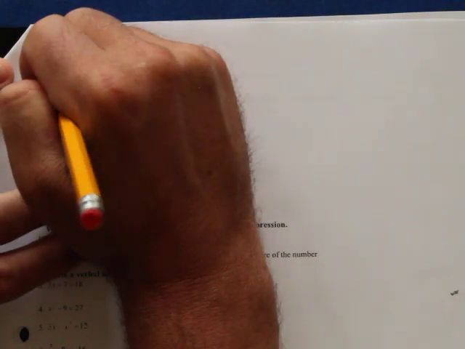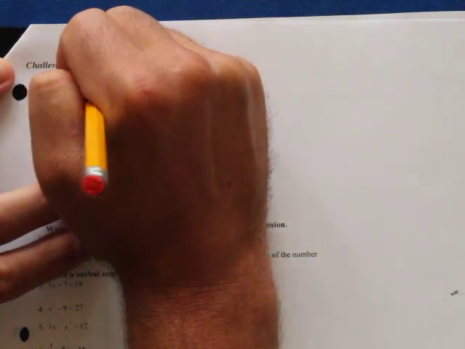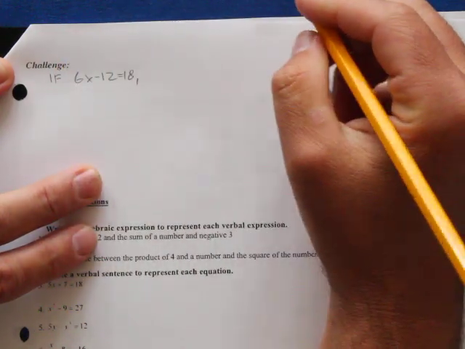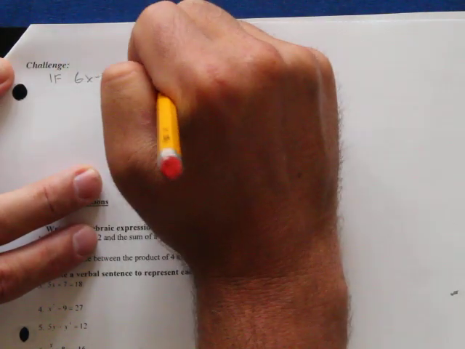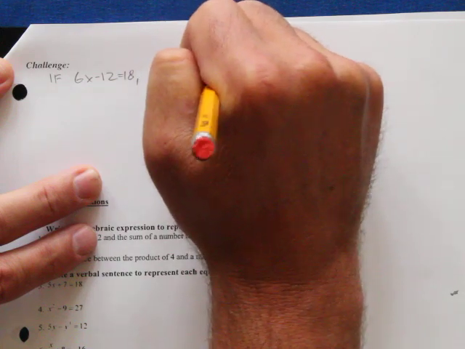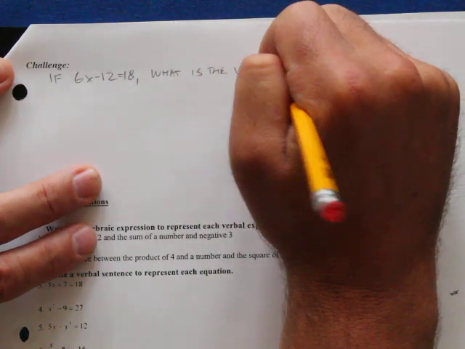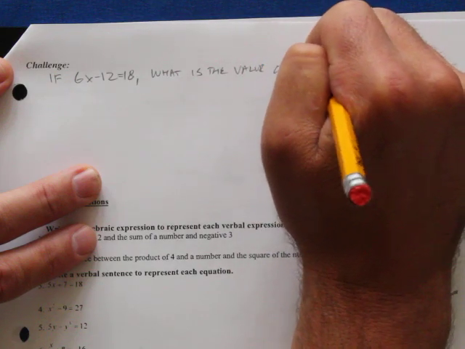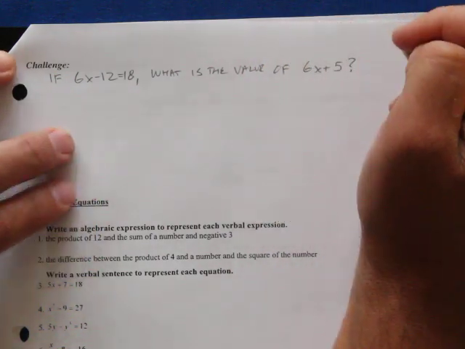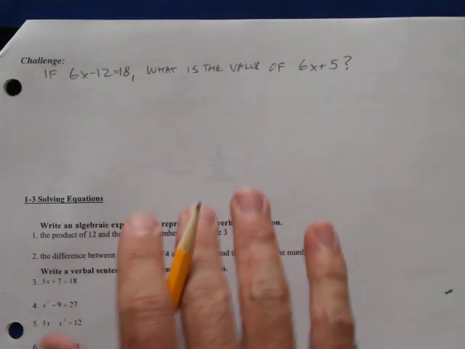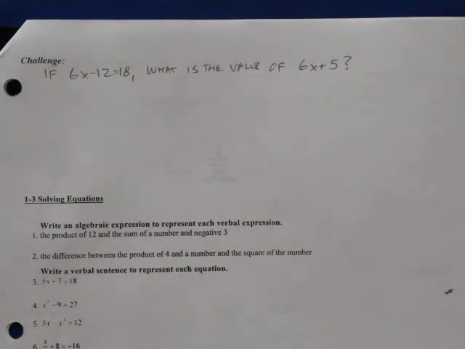If 6x minus 12 equals 18, what is the value of 6x plus 5? So think about that for a second. If you want to pause, go ahead. I'm going to get into it now.